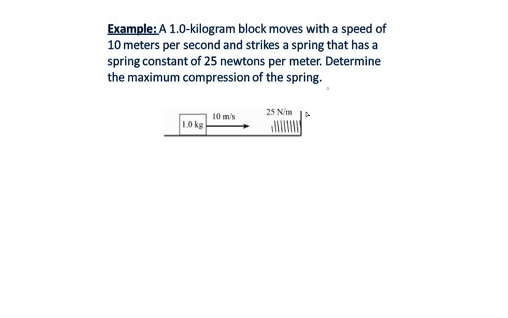This is a new idea here because we have a spring. So we have US, the elastic potential energy. A 1 kilogram block, the mass of this block is 1 kilogram, moves with a speed of 10 meters per second. This is VI. So the mass is 1 kilogram. VI at the beginning is 10 meters per second, and strikes a spring that has a spring constant of 25 newtons per meter. This is K, the spring constant of the spring, newtons per meter.